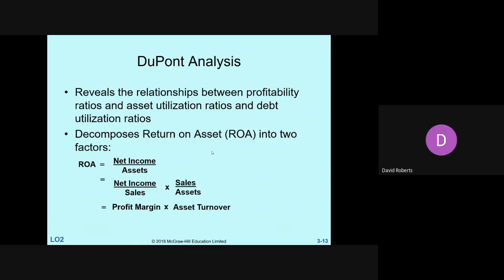So when you blend the two together by simply taking net income and dividing it by assets, you can't tell what's causing your return on assets to be good or poor. Is it the poor profit margins? Is it poor asset turnover? So this breaks it into two. It just gives you more detail than simply dividing net income by assets. It was developed by a company called DuPont.